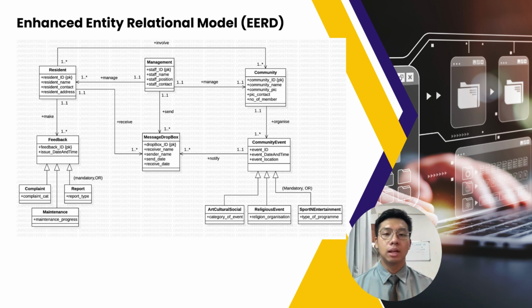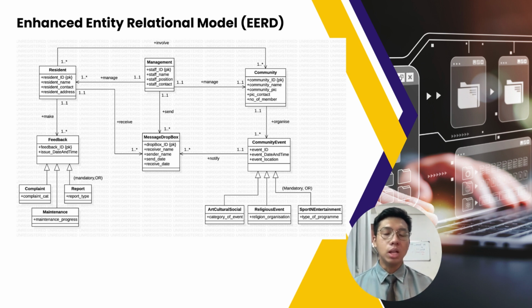So one management can manage one community, and one community can only be managed by one management. Let us see the second class, which is the community. The entity is community and the attributes are community ID, which is the primary key as well, community name, community PIC, which is the person in charge, PIC contact, and number of members.